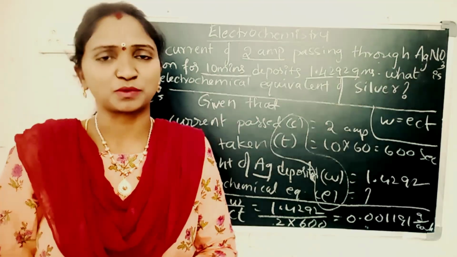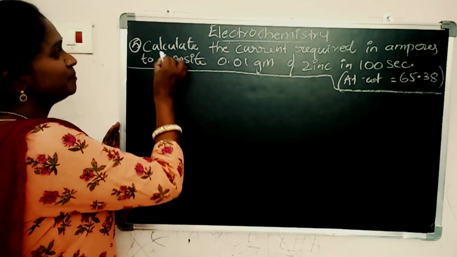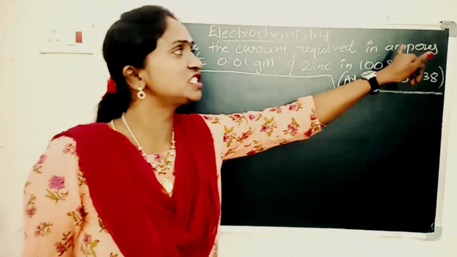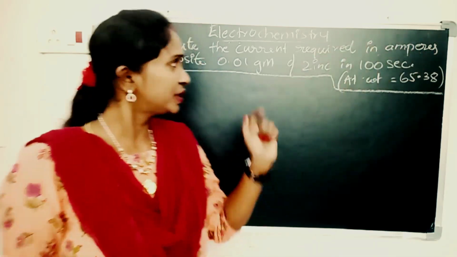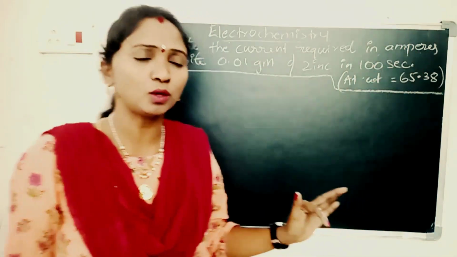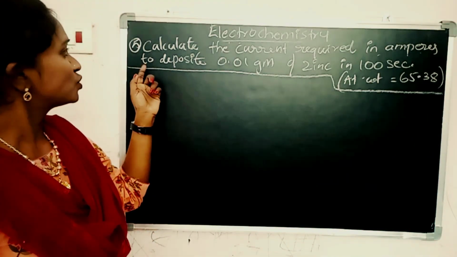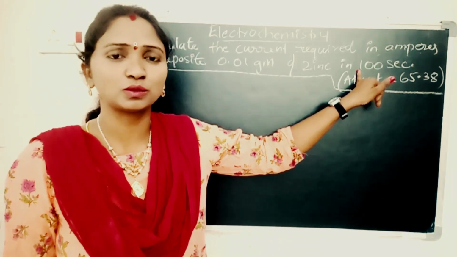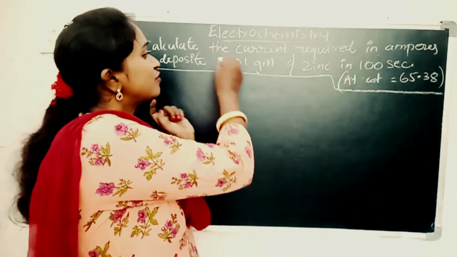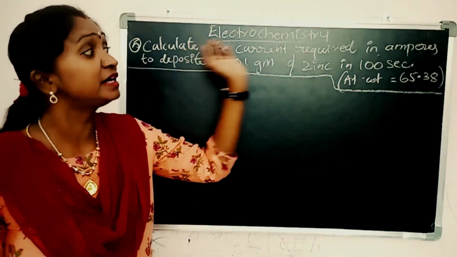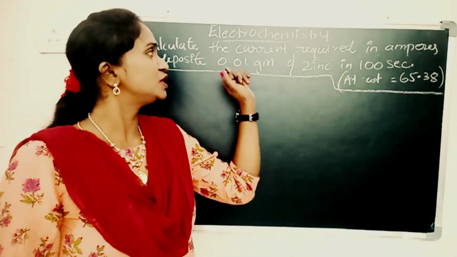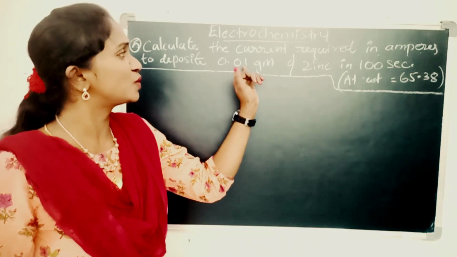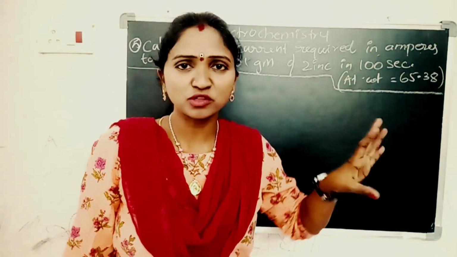Okay, let's move on to the next problem. So see, this is another problem. Calculate the current required in amperes, not in coulombs. Calculate the current required in amperes to deposit 0.01 gram of zinc in 100 seconds. That is, how many amperes of current must be passed so that 0.01 gram of zinc is deposited in 100 seconds.